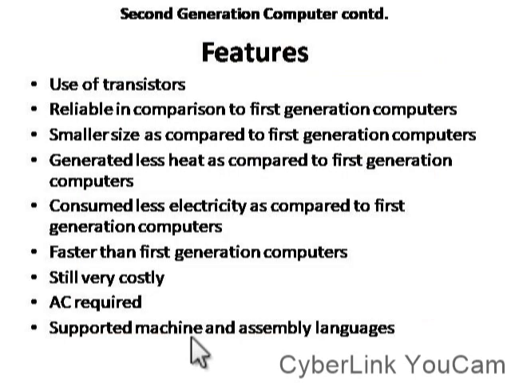Features: use of transistors, reliable in comparison to first generation, small size, generated less heat, consumed less electricity, faster than first generation, very costly, AC required, and supported machine and assembly languages. So we can see some improvement here.